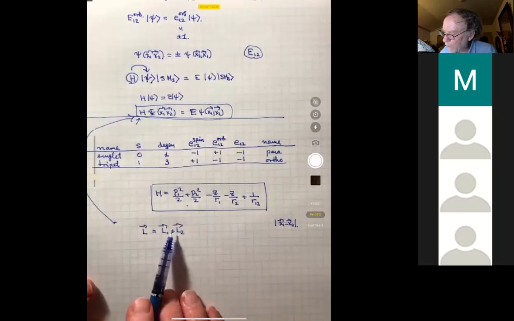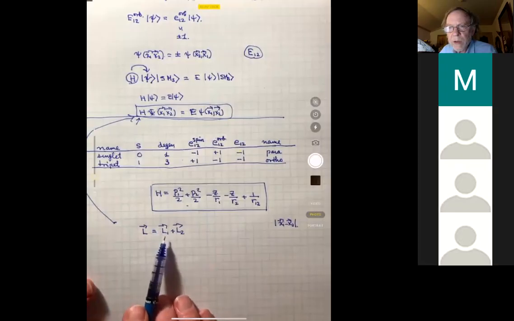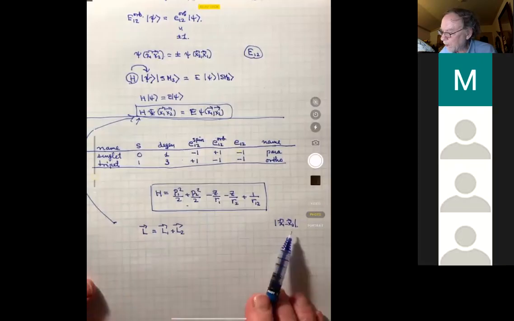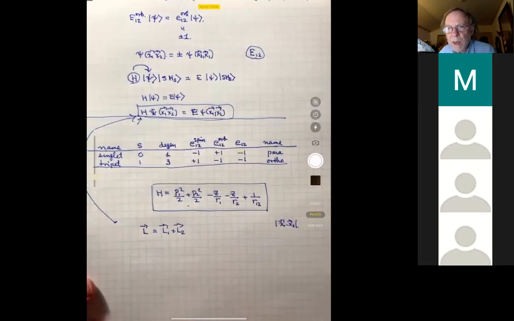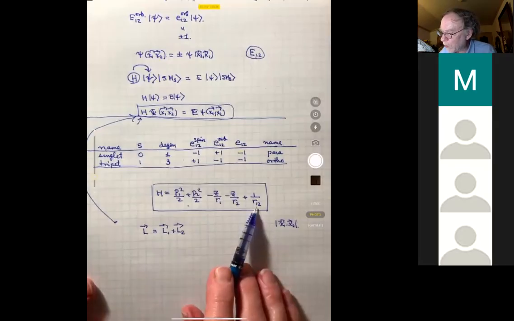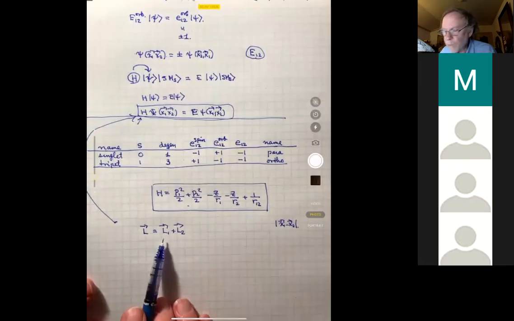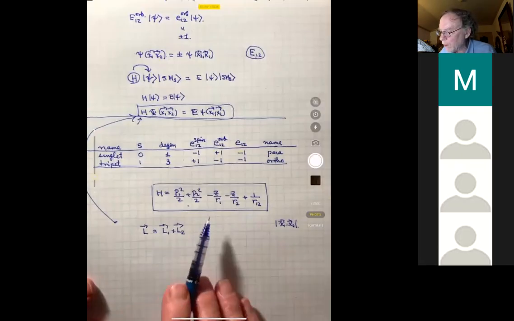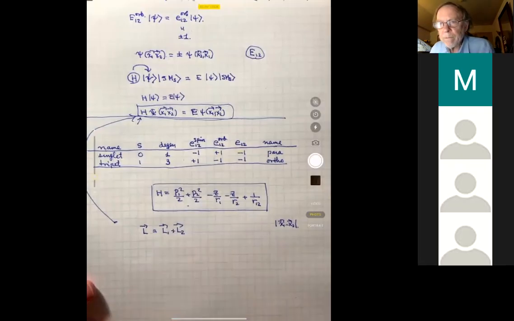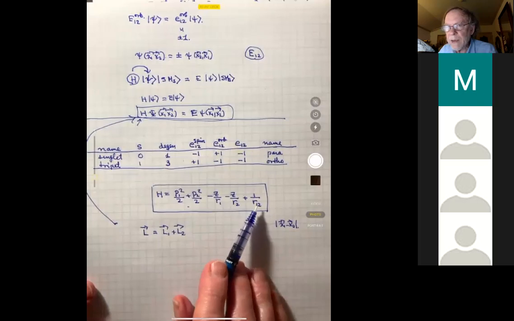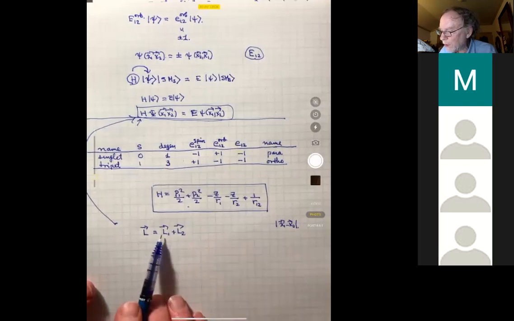Because let's look at L1, for example. L1, as you know, is a generator of spatial rotations of particle 1. Look at this denominator. If we rotate particle 1, but not particle 2, then this distance between the two particles is not left invariant. So this final term, 1 over R1,2, does not commute with L1 alone, nor does it commute with L2 alone. The other 4 terms do. So it's this last term which destroys the symmetry under rotations of individual electrons.